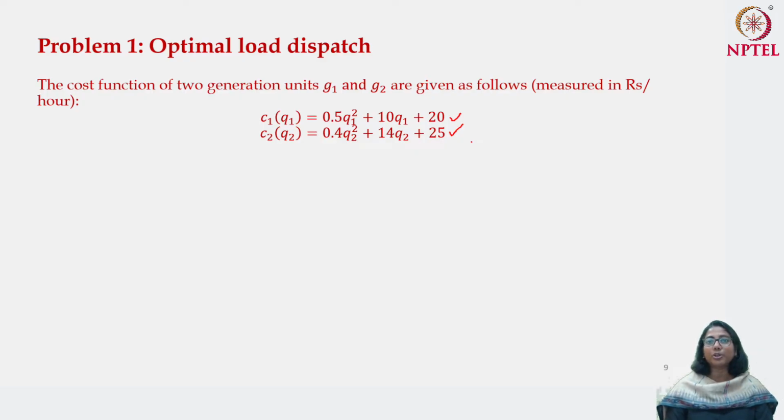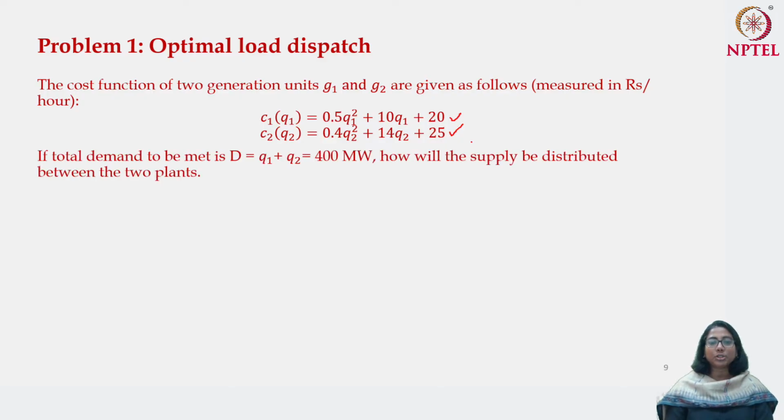And you can also play around a little bit to see what the shapes of these different curves are. However, coming back to the problem, the total demand that this plant has to meet through these two generation units is Q1 plus Q2 equal to 400 megawatt. So this is the total amount that the plant has to produce. Now the question is how the plant is going to distribute this 400 megawatt between the first generating unit and the second generating unit.